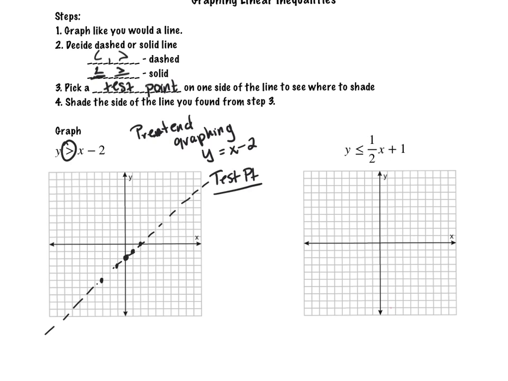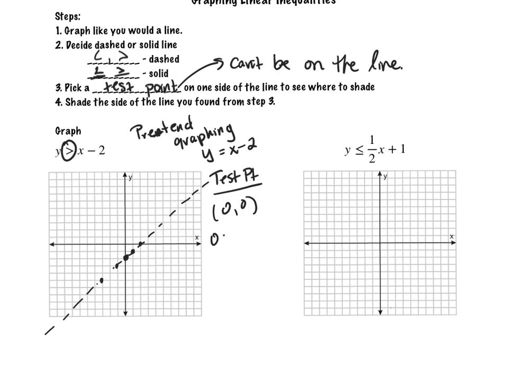So how do I know if I can use it? Your test point cannot be on the line, right? So maybe make yourself a point here. Can't be on the line. Okay? So if I look here, is 0, 0 on my line? No. So I'm going to plug in 0, 0, right? So my test point is 0, 0.